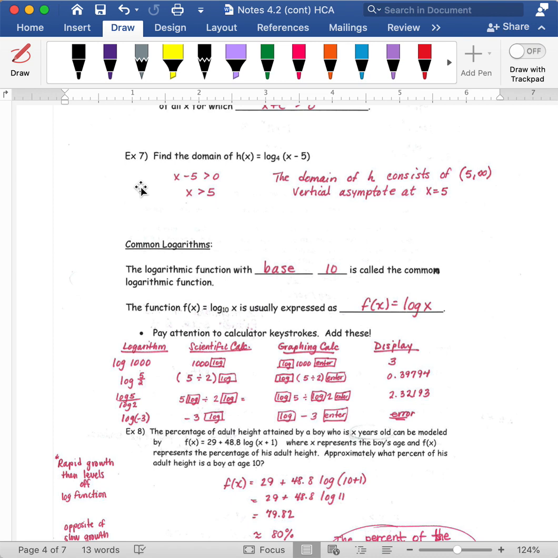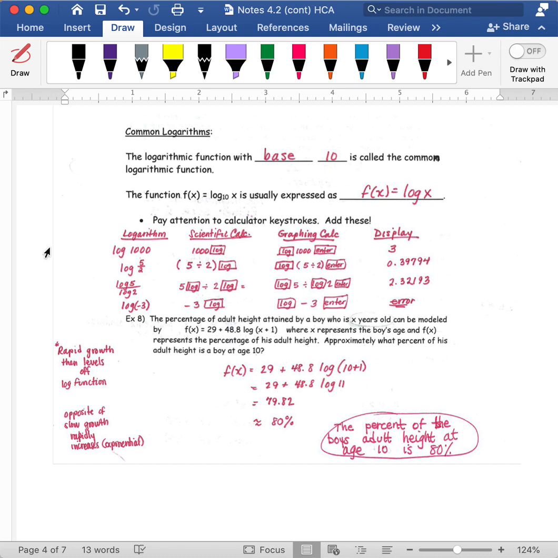So if we're finding the domain of something like h of x equals log base 4 of (x minus 5), you just simply take the x minus 5 out, set it greater than 0, and solve it. Because there's a shift 5 units to the right, it should make sense that the asymptote is going to shift 5 units to the right. So instead of the asymptote being x equals 0, the asymptote is x equals 5. And the domain starts at 5, does not include the 5. Remember, that's the line it approaches and never actually gets to. So you need a parenthesis here.